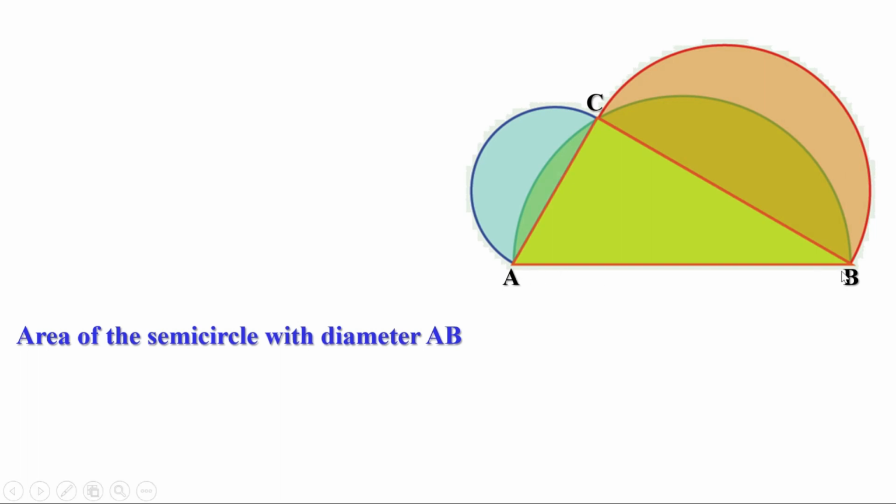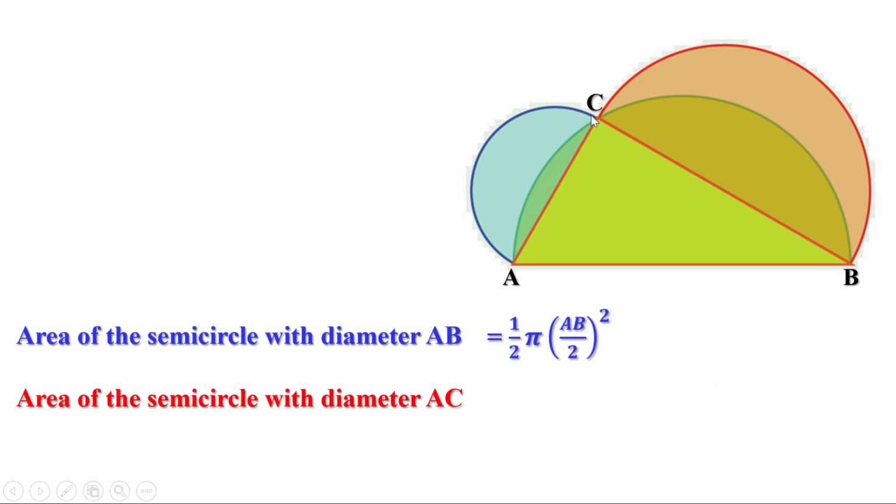What is the radius here? Diameter is AB. Therefore, radius is half of AB, or AB by 2. Therefore, area of the semicircle with the diameter AB is half pi into AB by 2 all square. Now, what is the area of the semicircle with the diameter AC? Half pi r square, and the radius is AC by 2. So, we can write it as half pi into AC by 2 all square.